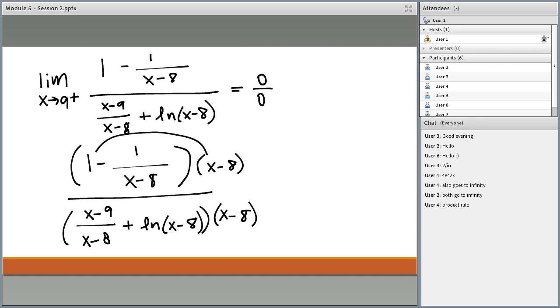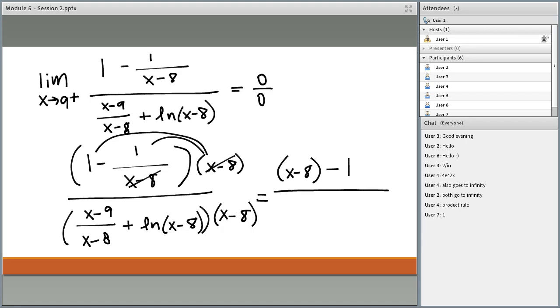What would happen is in the numerator, I could distribute the x minus 8 to both terms. So x minus 8 times 1, I get x minus 8. And then what happens in the second term when I distribute the x minus 8? Well, the x minus 8s would cancel. Good, and I'm just left with 1. So really in the numerator, I have x minus 9, which I'll simplify in the next step.